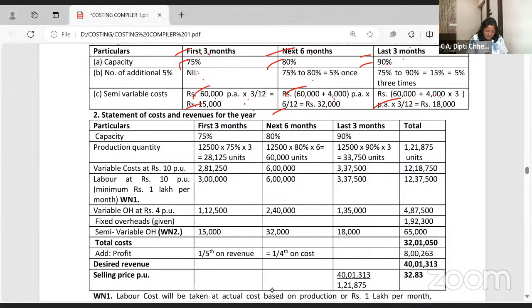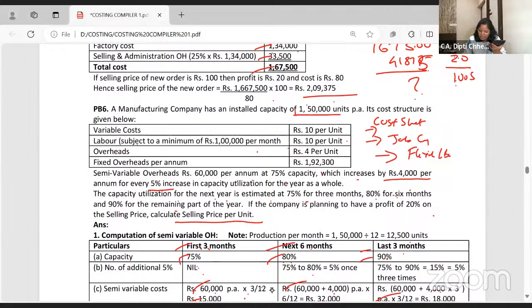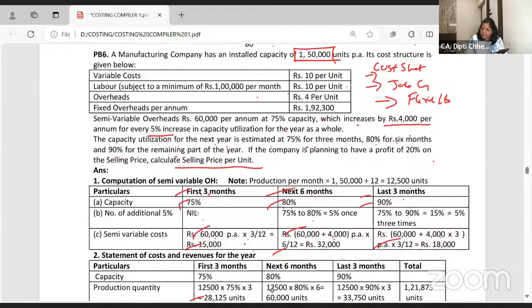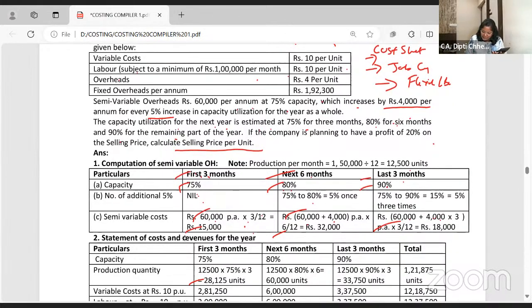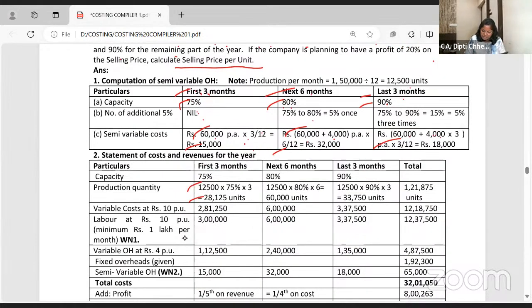1,50,000 into 75% into 3 by 12 is 28,125. Okay, they have done it a little differently. We can do it like this also: 1,50,000 divided by 12, minimum per month. How many units do they have to manufacture? 12,500 at 100% capacity. But here they are working at 75% into 3. 12,500 at 75% is per month.